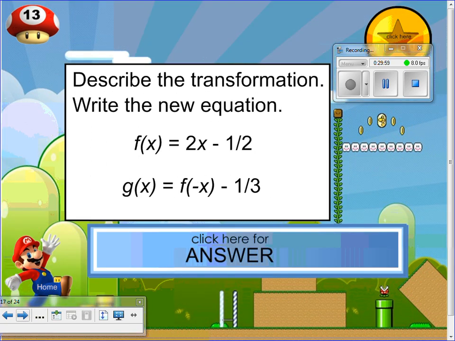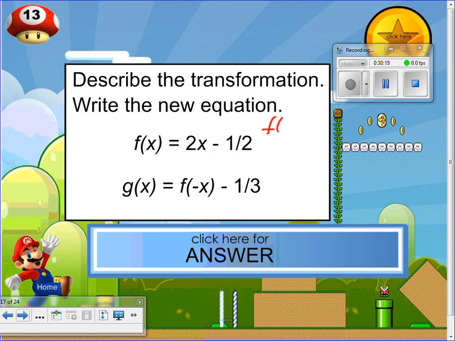Describe the transformation, then write the equation. So here, again, we have two transformations happening. We have a reflection across the y-axis, because you have a negative on the inside, and then you're shifting it down a third. So, again, we're taking our equation, so we have f of x. We're going to do each part separately, so we're going to do the part that's inside the parentheses first.